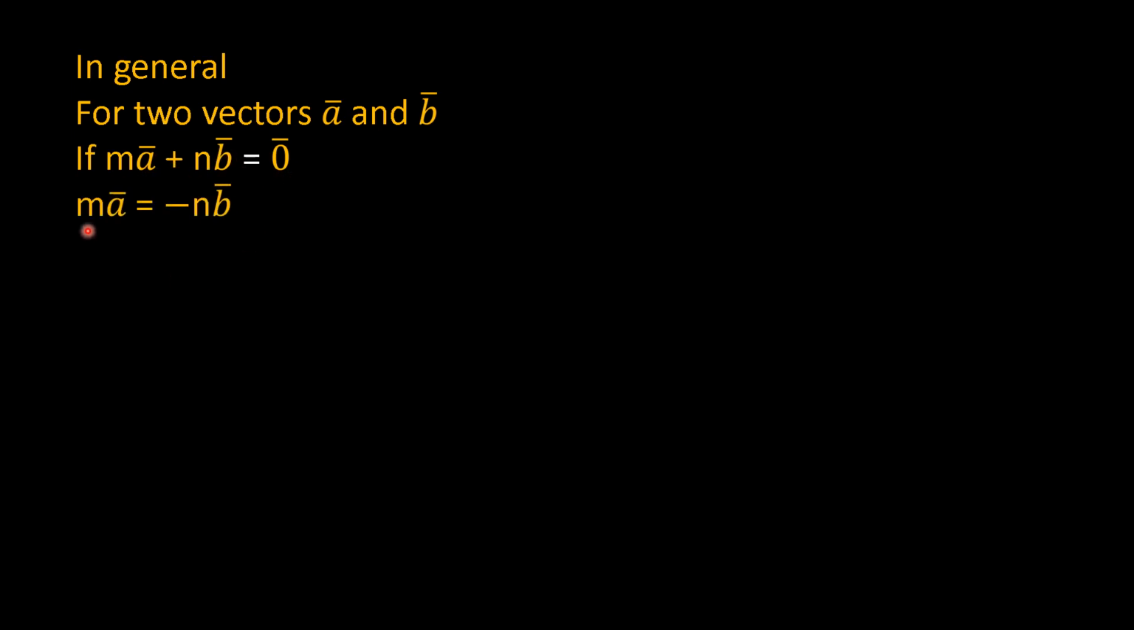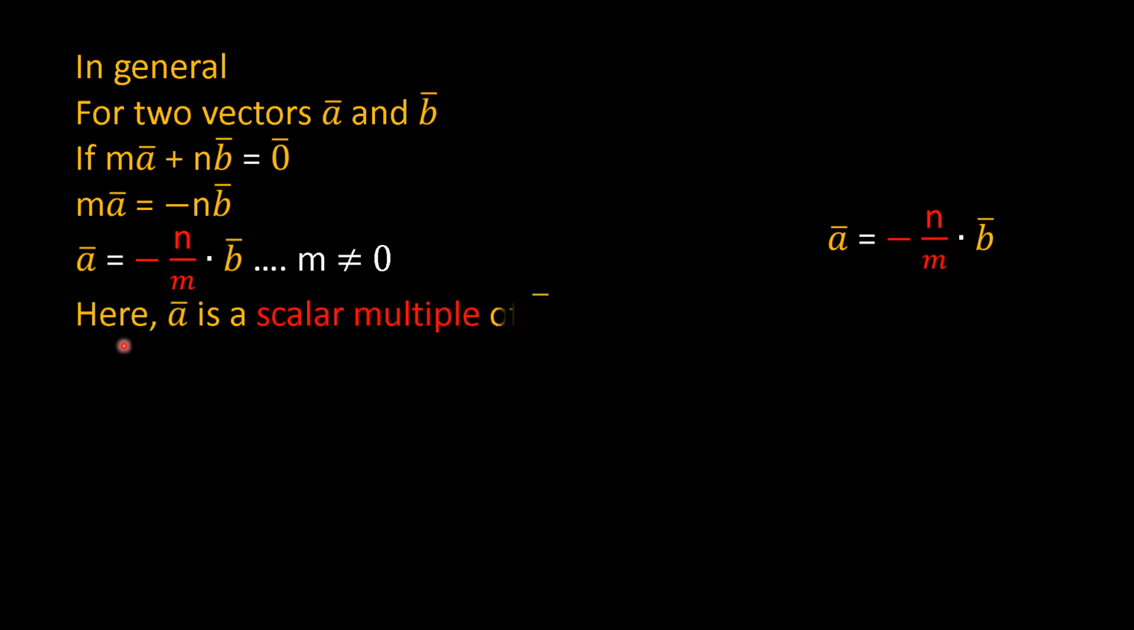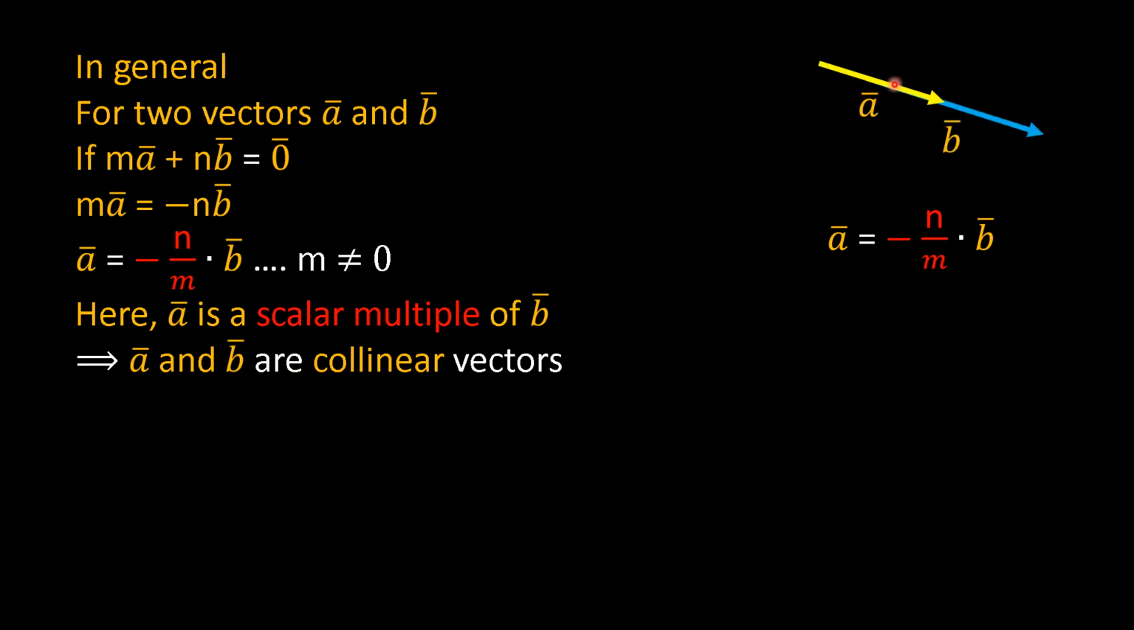In general, for two vectors a bar and b bar, if m a bar plus n b bar equals a zero vector, then m a bar will be minus n b bar, or a bar will be minus n by m times b bar, where m is a non-zero scalar. Here, a bar is a scalar multiple of b bar, which implies a bar and b bar are collinear vectors.